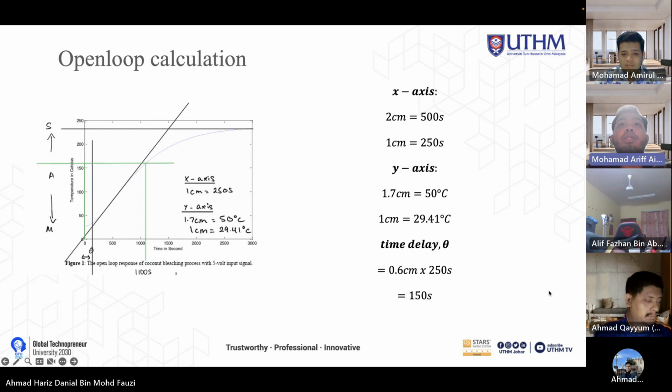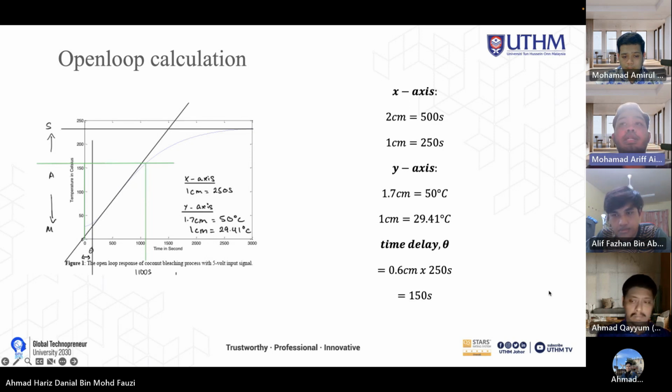First of all, we need to find the scale for the x-axis and y-axis. The scale obtained for 500 seconds is equal to 2 centimeters. Then 1 centimeter is equal to 250 seconds. For the y-axis, 50 degrees is equal to 1.7 centimeters. Then 1 centimeter is equal to 29.41 Celsius.